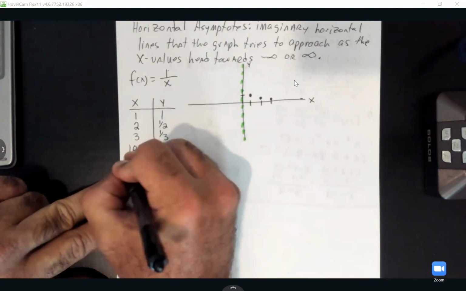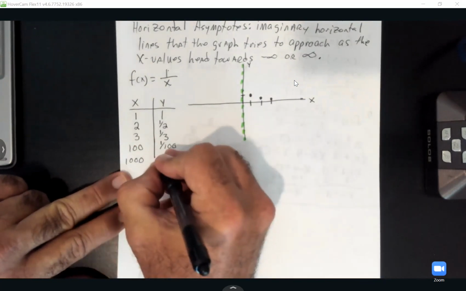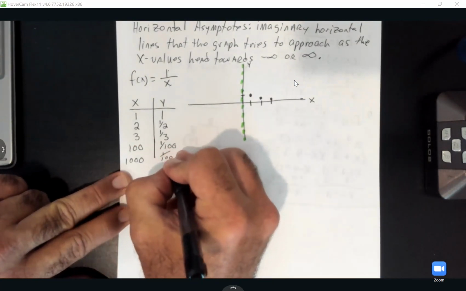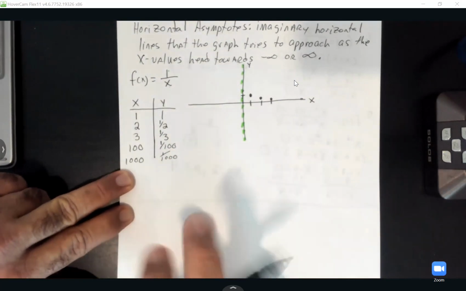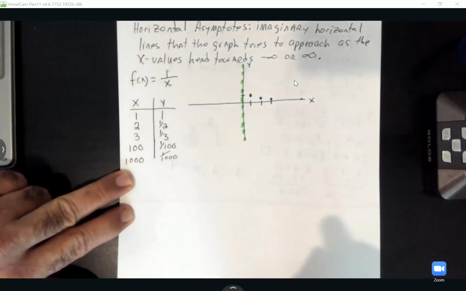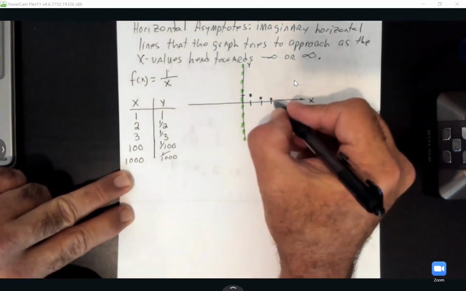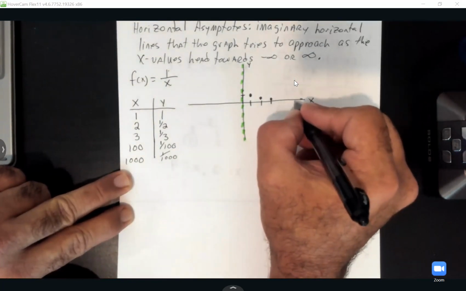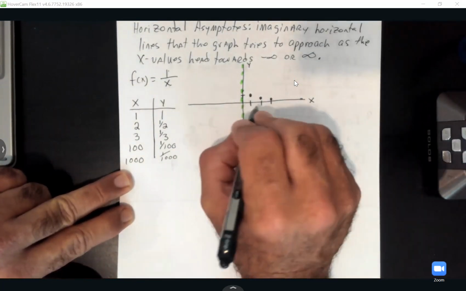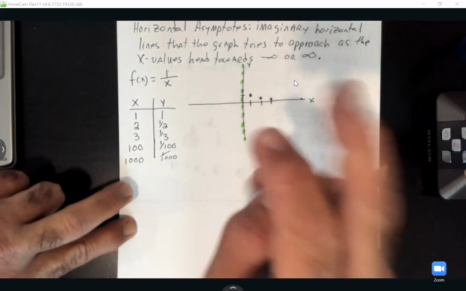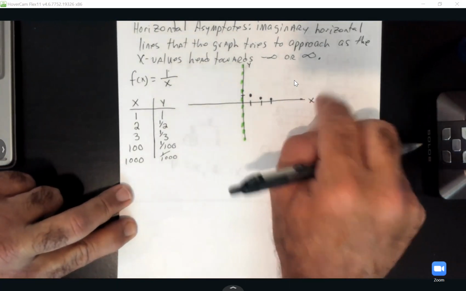What if my X went out to 1,000? This would be 1 over 1,000. That's going to be 0.00000. Who knows how close? You're trying to get close to the 0, but guess what? You never will reach the 0, but you're going to get really, really close.